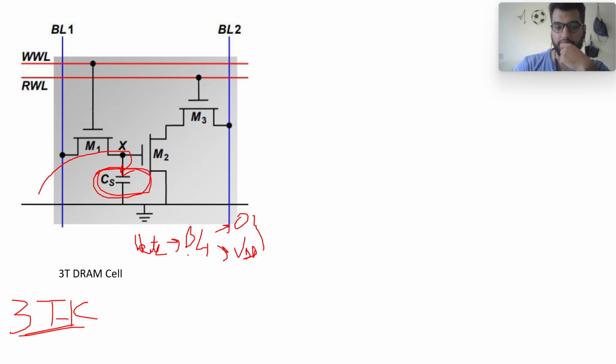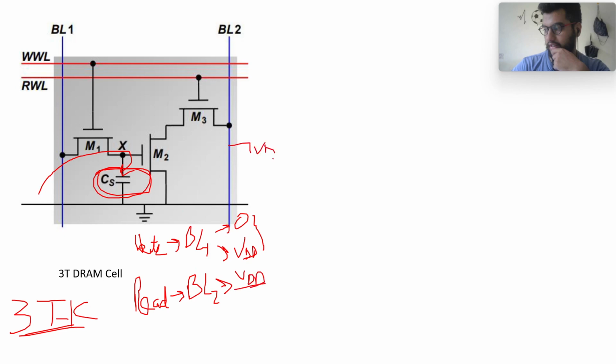Now after that, we need to read the state. So how will we read the state? We will precharge bit line 2, that is BL2, to VDD, and we will assert the read word line high.